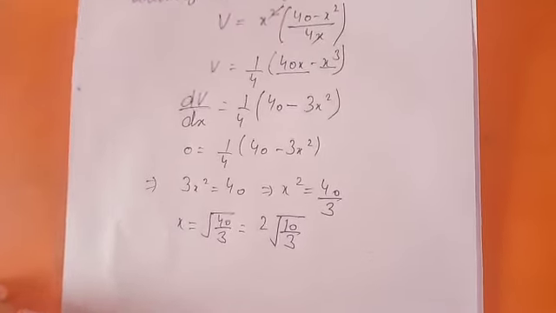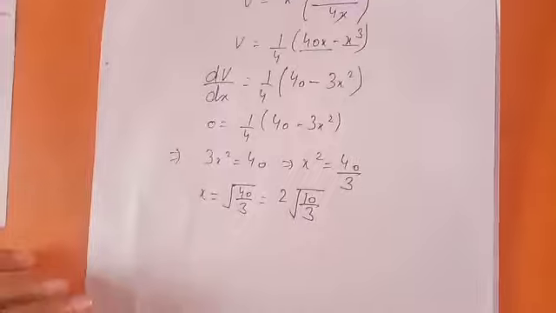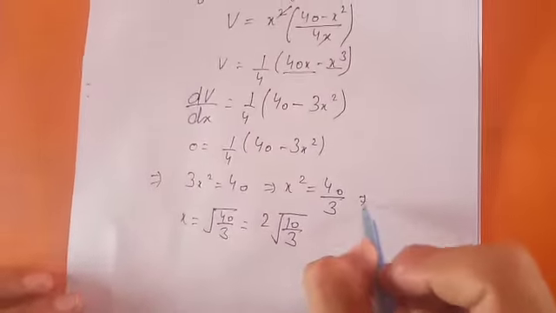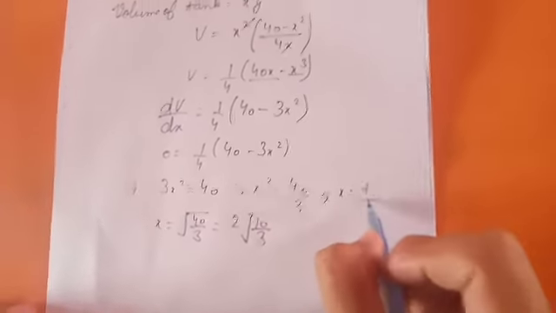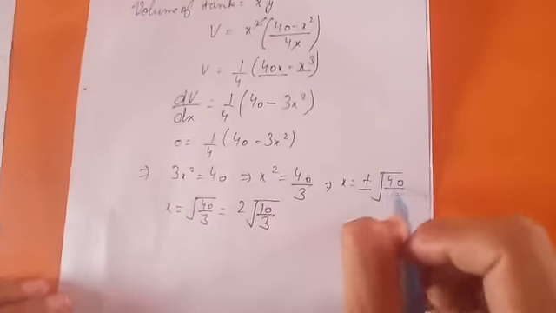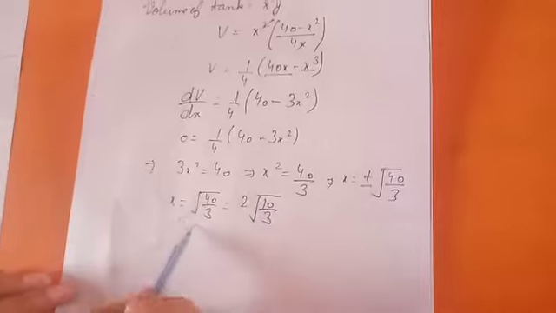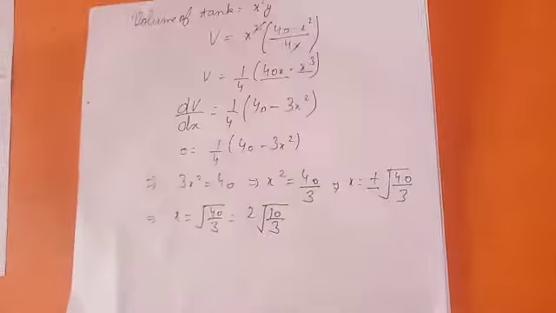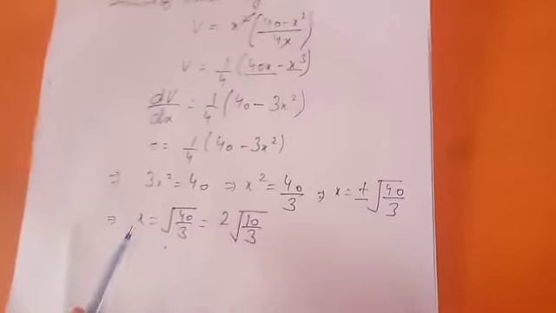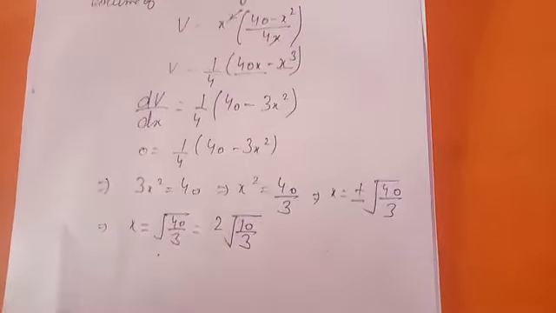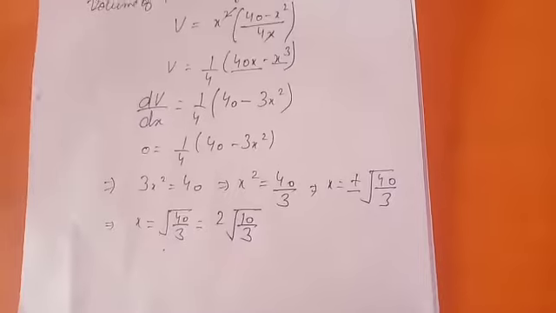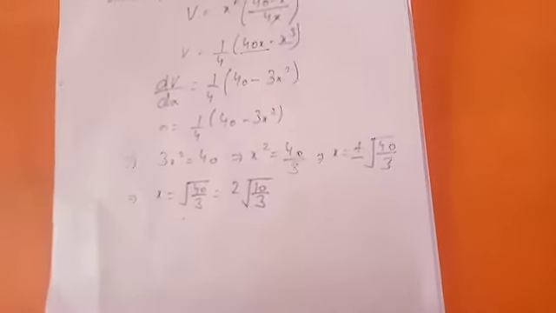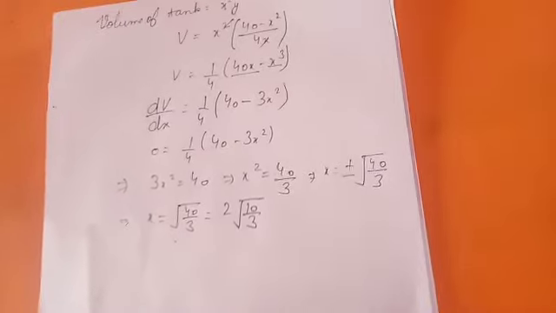Why is it positive? Because it is a distance, so we can't take it negative. Otherwise x is equal to plus minus under the root 40 by 3. From there we can write this as this, because distance cannot be negative. Now this is its length and this is its breadth. Length and breadth you have found out. Now you have to find just its height.